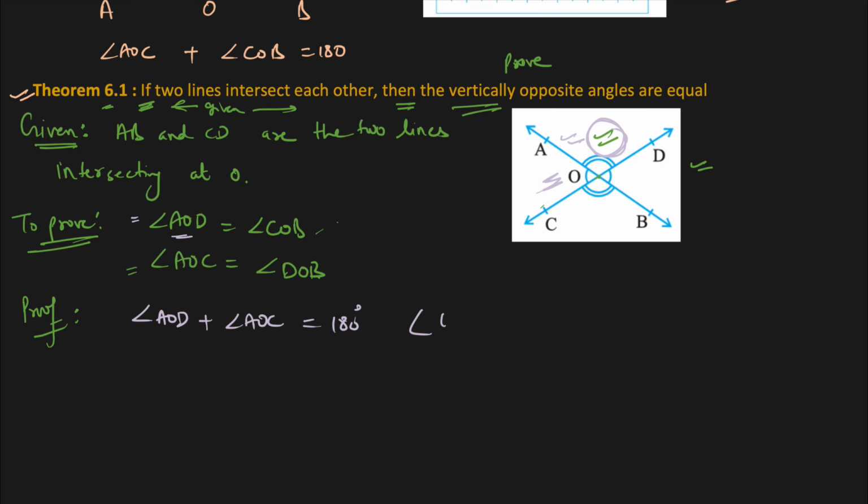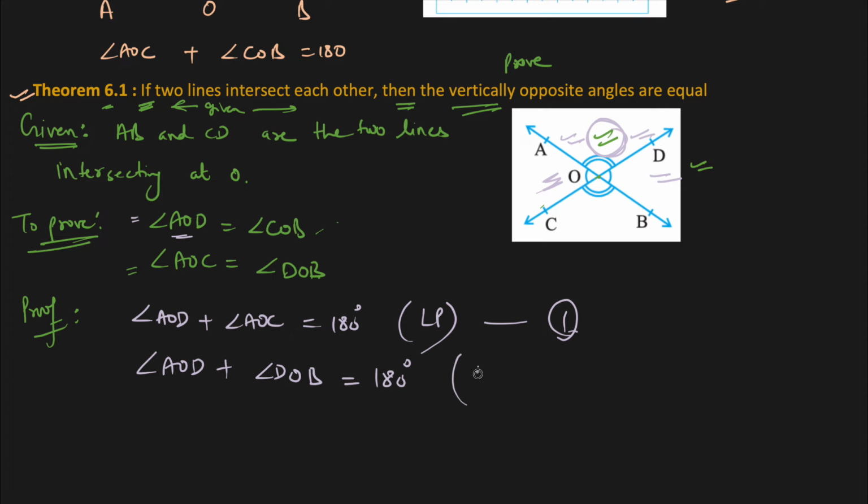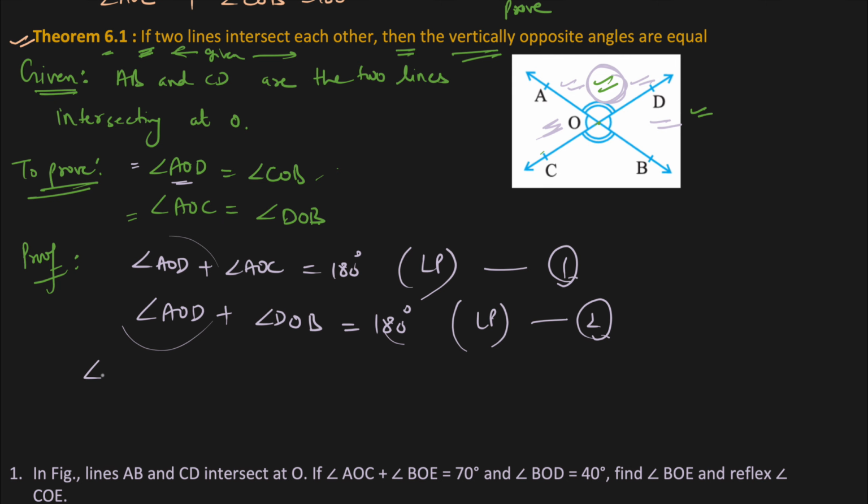Write the reason. For linear pair you can write the shortcut LP. Okay. Equation number 1. Second, it is also making a linear pair with DOB. So AOD plus DOB, that is also 180 degrees, right? This is also a linear pair, your second one. Now both the equations are equal to what? 180. So both are equal. So I can say, this is a symbol for 'this implies', AOD plus AOC equals AOD plus DOB, right?